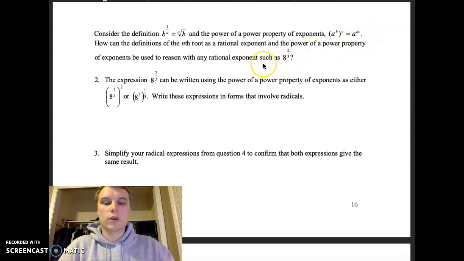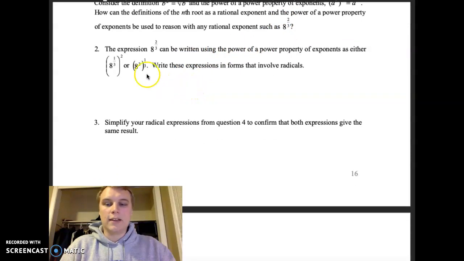So we're going to use those two properties and look at 8 to the 2/3 power. That's kind of why I said it at the beginning of the video. The expression 8 to the 2/3 can also be written with roots, radicals, and exponents. First, let's look at 8 to the 1/3, squared. To rewrite that using a radical, we would have the cube root of 8, and all of that will be squared.